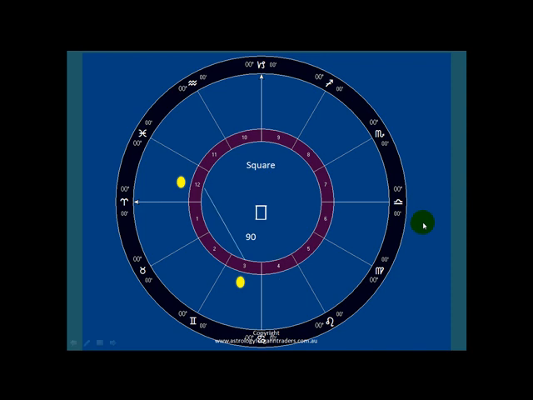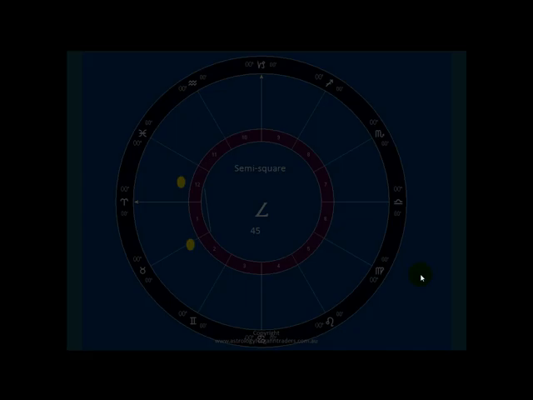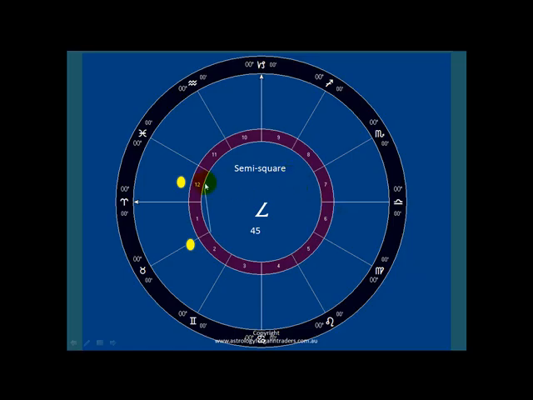Next one, we get a square, and that is 3 houses or signs apart. 1, 2, 3, and that's the sign of our square, and that is 90 degrees. Sextile is 60, and remember it looks like a star, and when it's 2 houses apart, 1, 2, and that's our sextile. Semi-square is 1.5 signs apart or houses apart, and that's our sign. It looks like a carpenter's square, and it's 45 degrees.